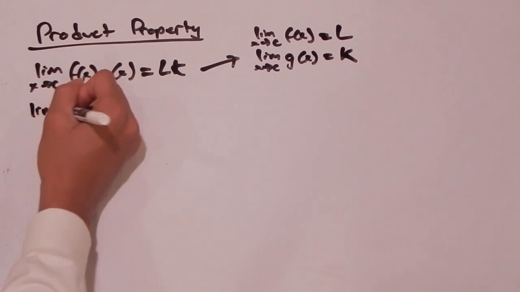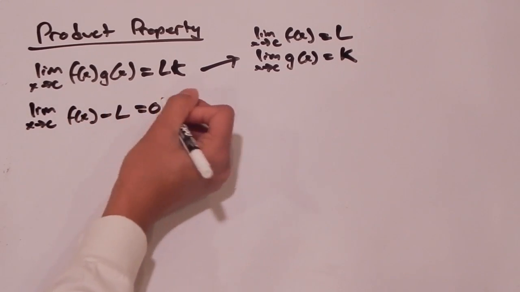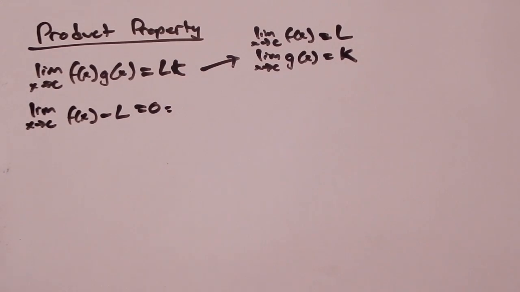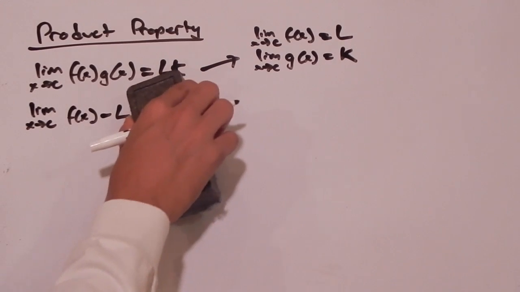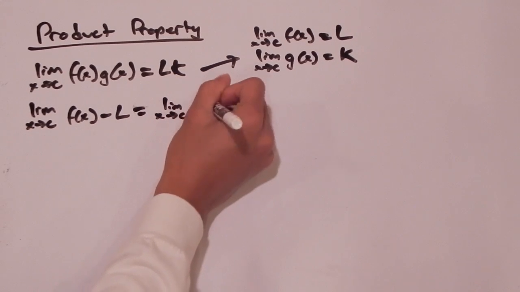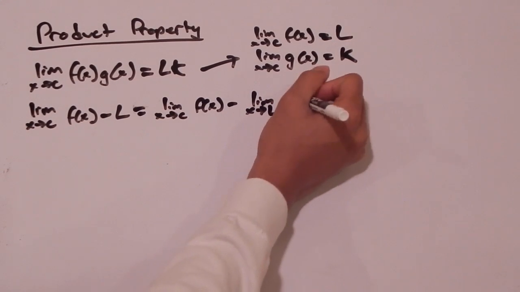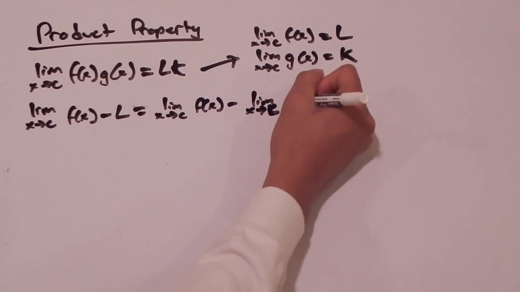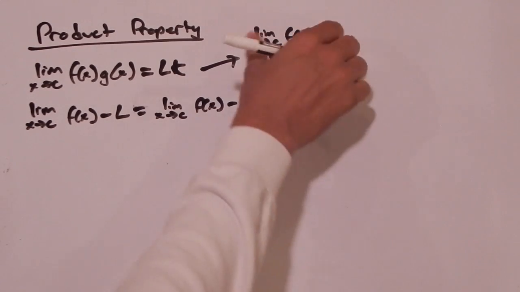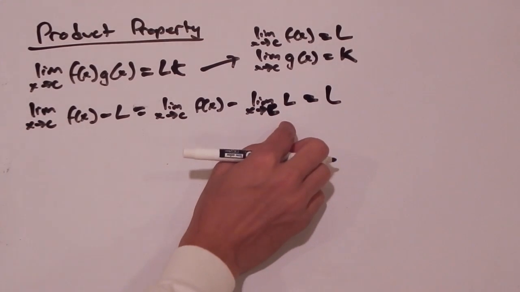The first thing we need to do is show that the limit as x approaches c of f of x minus L is equal to 0. And we can use our difference property to show that. Let's go step by step. So this limit right here is equal to the limit as x approaches c of f of x minus the limit as x approaches c of L. And this limit right here is equal to L, as we defined up here. And this is the limit as x approaches c of some constant, that constant being L.